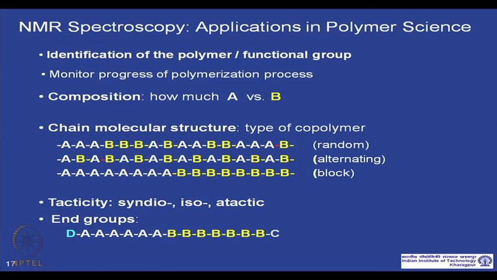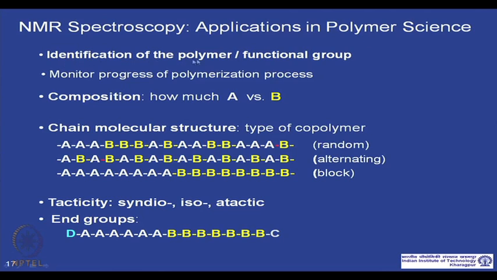Now, this is interesting in terms of how we apply NMR spectroscopy to polymer science. The discussion of the last few minutes about NMR spectroscopy is general, which applies to organic chemistry or any other course, but this is specific to polymer science or polymer chemistry, where we apply NMR for identifying the chemical structure, composition and microstructure.